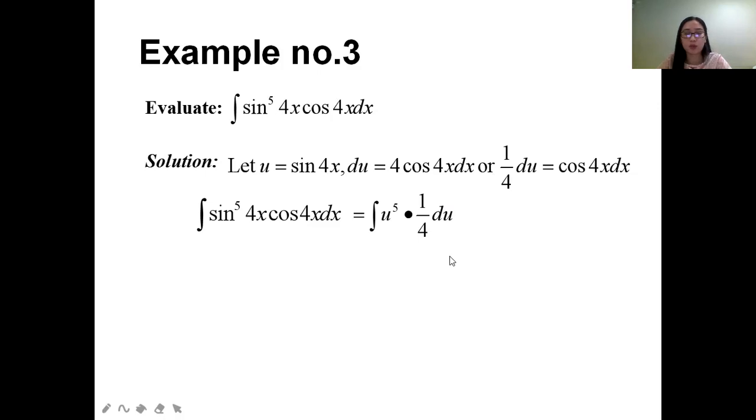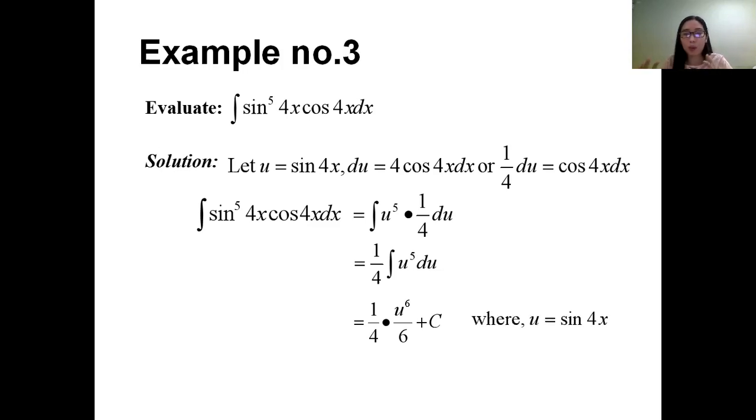Igura nato siya i-substitute dinhi. So i-simplify nato ning integral na function. Ipagawas nato ang 1/4 ang coefficient. So we have 1/4 integral of u to the 5th du. Okay, dali na lang nato i-perform ang atong power rule for integration. So we have 1/4 u to the 6th power over 6 plus c.